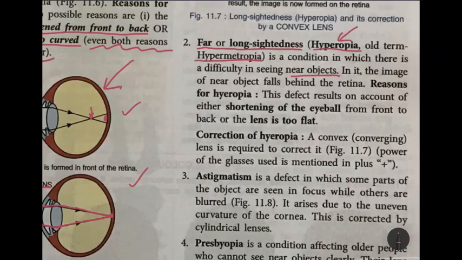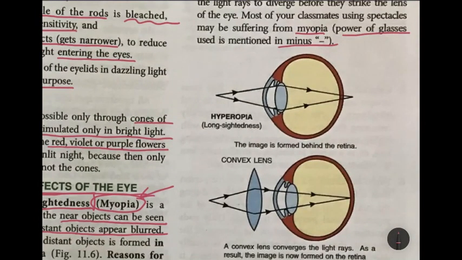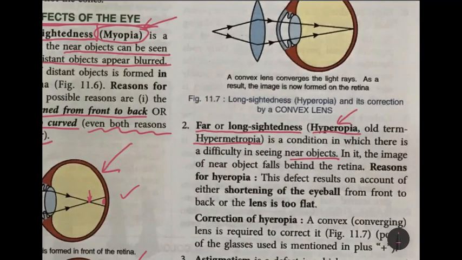So in it, the image of the object falls behind the retina, as you can see here. Actually the image was supposed to form here, but the rays are not meeting here. So if you extend the rays, they go and meet somewhere behind. Okay, so the image which falls here is blurred. Okay, so what are the reasons for hyperopia? The spelling is wrong here. This defect results on account of either shortening of the eyeball from front to back. Okay, it is just the opposite now. It is not squeezed, you can say it is pulled, or the lens is too flat.